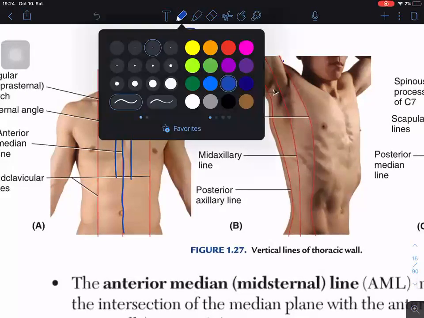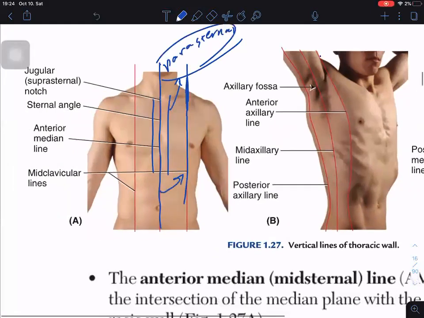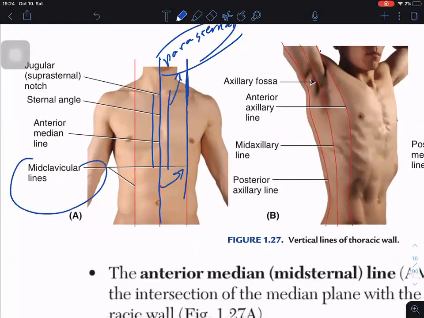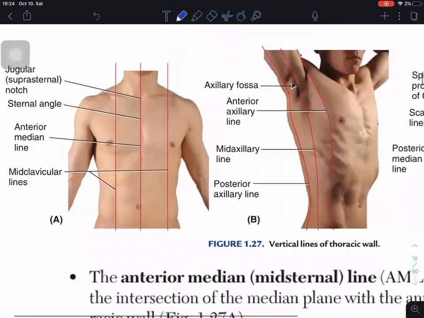Then, once we are running more laterally, right medial to the nipple, we have a line that we are drawing. That line is called the mid-clavicular line. Okay, so you see from the midline we started anteriorly and we are running laterally. So the mid-clavicular line is done.